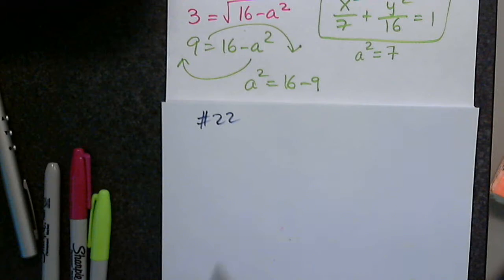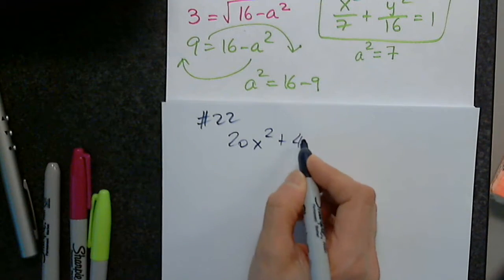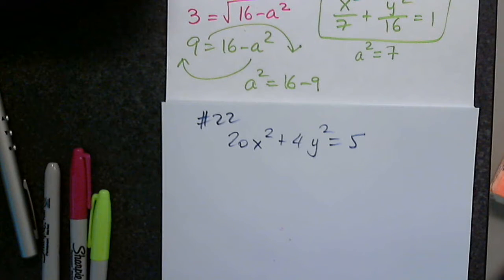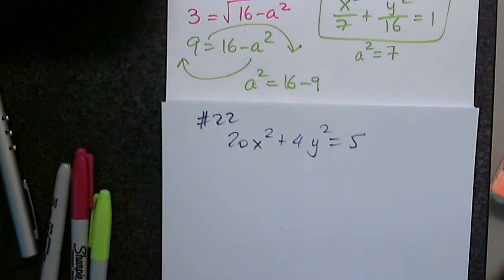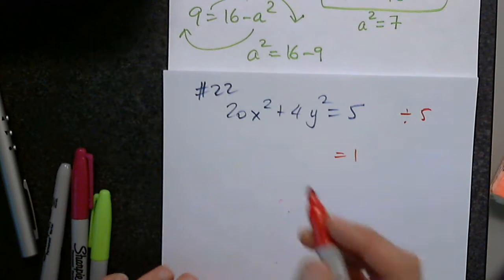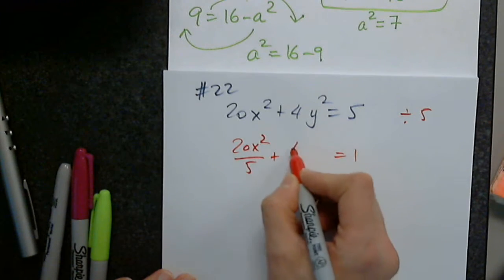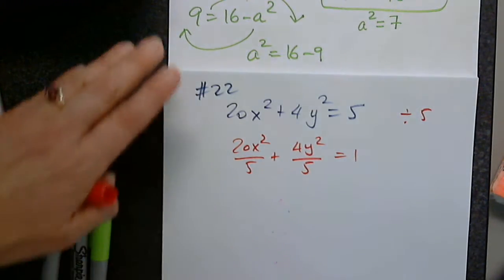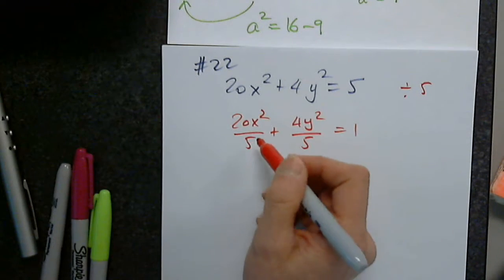Very good. So in 22 we have 20x squared plus 4y squared equals 5. Find the vertices, foci, and eccentricity of the ellipse. Determine the length of the major and minor axis and sketch the graph. Where's my starting point? Without having one on the right-hand side, I cannot identify anything about the ellipse. So 20x squared over 5 plus 4y squared over 5. I would simplify.